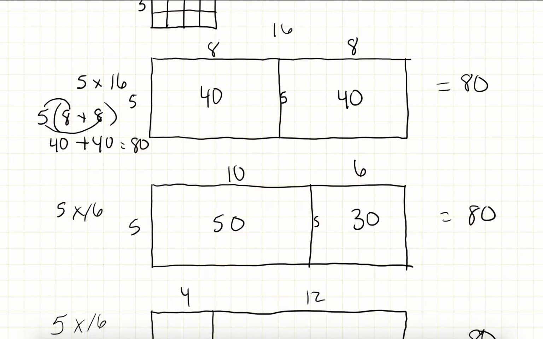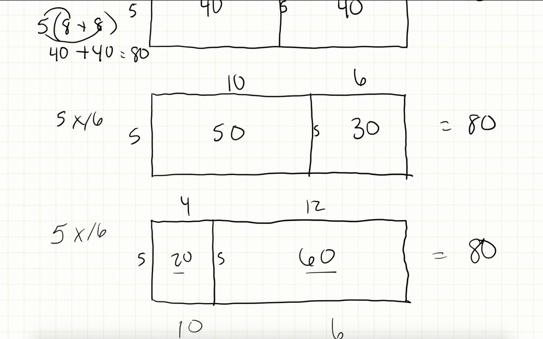In the second problem, I actually did 5, and instead of times 16, I did 10 plus 6. You agreed with me that 10 plus 6 was the same as 16, and so we multiplied them here. We got 50 and 30, but what did I do? I multiplied this first one together to make 50, and this second one together to make 30, and that made 80.